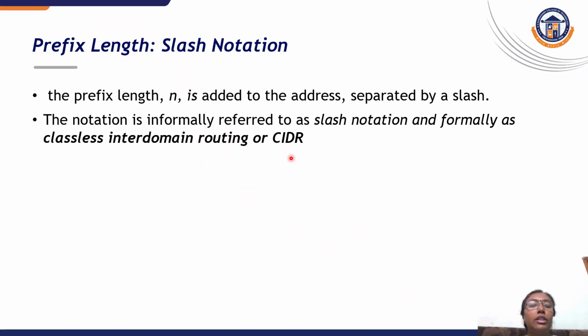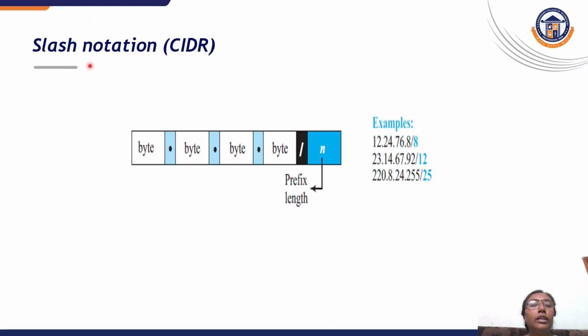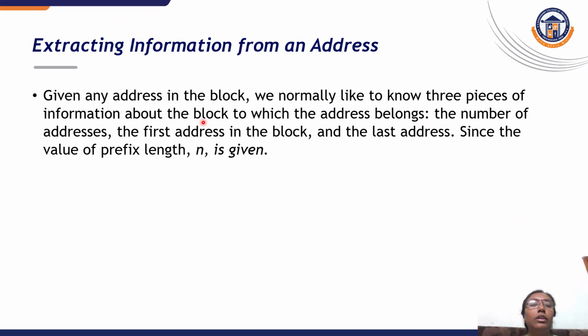Prefix length slash notation. The prefix length n is added to the address, separated by a slash. It is informally given by the slash notation, but formally represented as CIDR, classless inter-domain routing. So it is represented with your 32-bit IP address in dotted decimal notation, with the slash notation giving the prefix length. Furthermore, with the prefix length, we can extract three pieces of information: the first address in a block, the last address in a block, and the number of addresses in a block.